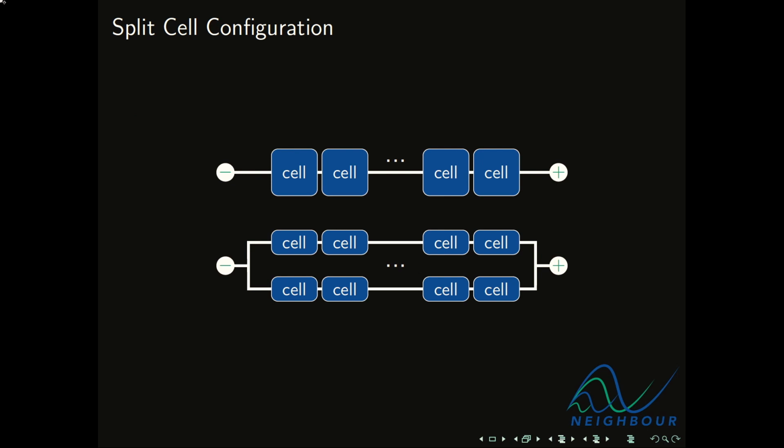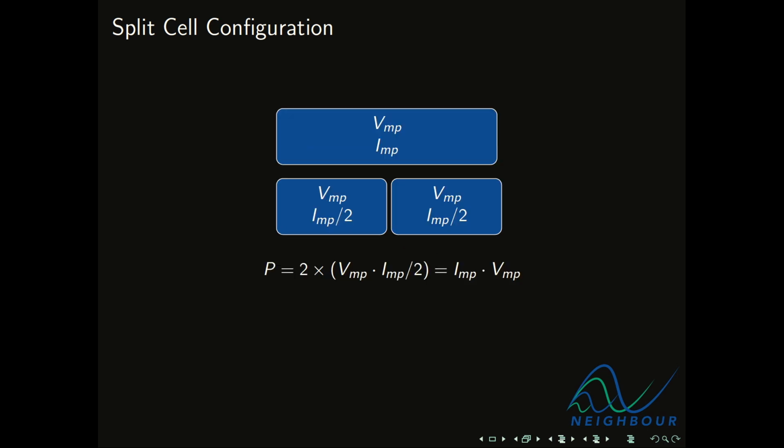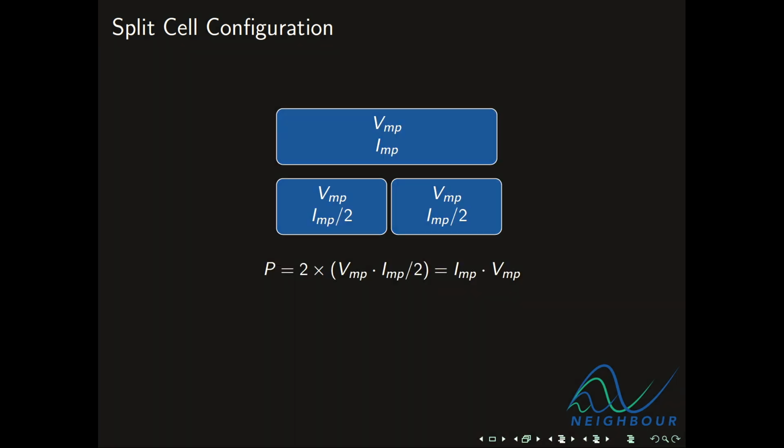So as I mentioned, in split cells, we take the same cells, we split them in half, and instead of having them in a single string of 60 or 72, we arrange them in two strings of 60 or 72. So what happens when we actually split a cell in half? Well, if we consider a cell that has a certain maximum power point voltage and a maximum power point current, and then we split it in half, it's going to have the same voltage profile, but half the current capacity.